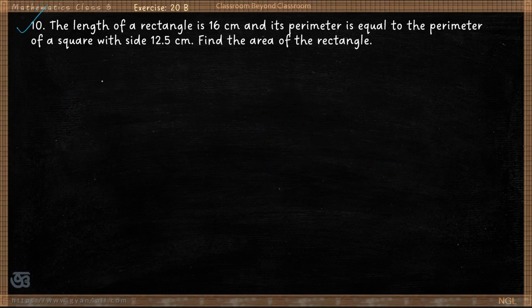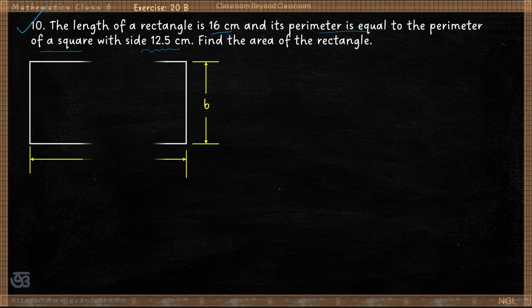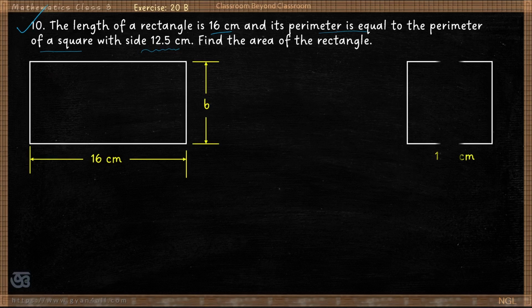Question number 10. The length of a rectangle is 16 centimeter and its perimeter is equal to the perimeter of a square with side 12.5 centimeter. Find the area of the rectangle. So this is the rectangle and this is the square. For rectangle, one side we know, and for the square we know the side. That means all the sides we know. So find the area of the rectangle. Perimeters are given, same perimeter.